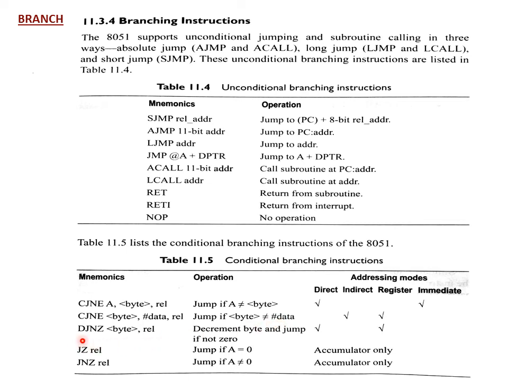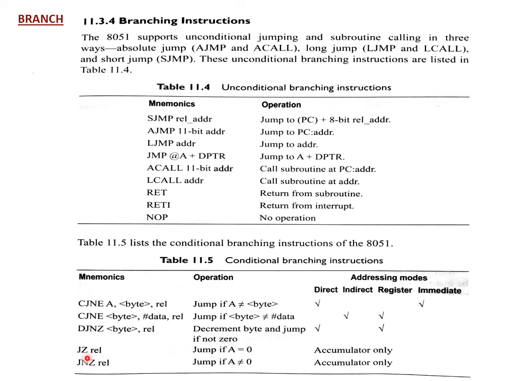Next, decrement byte and jump, DJNZ. When will this jump? It means decrement byte and jump if not 0. If not 0, only then this instruction will jump. That is a condition: decrement byte and jump if not 0.